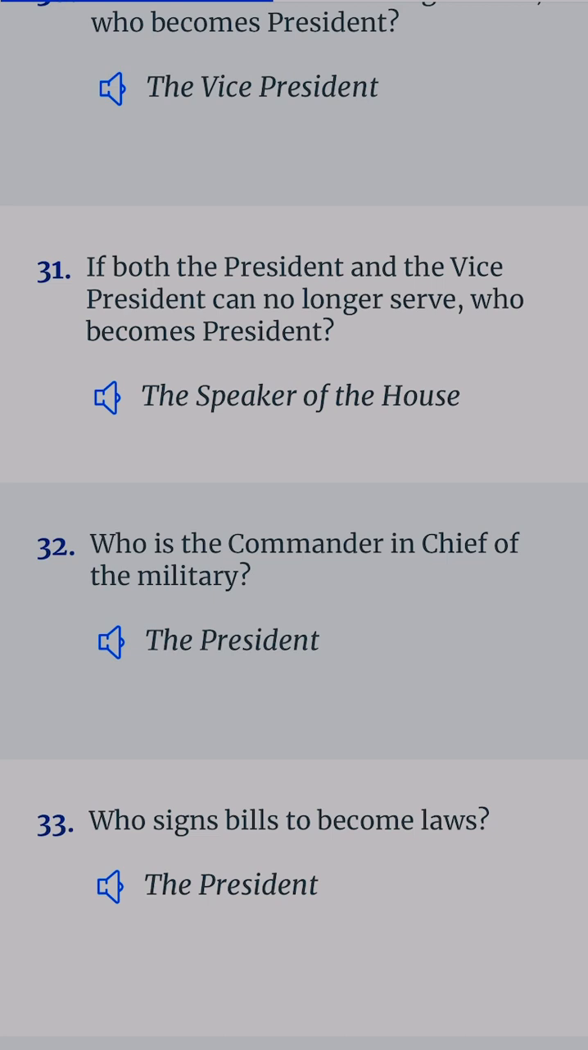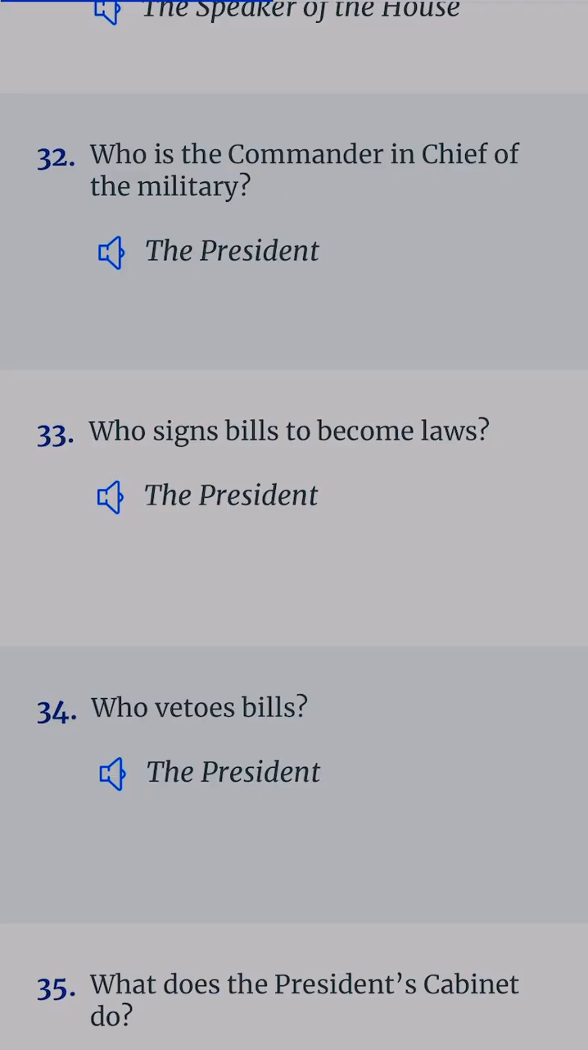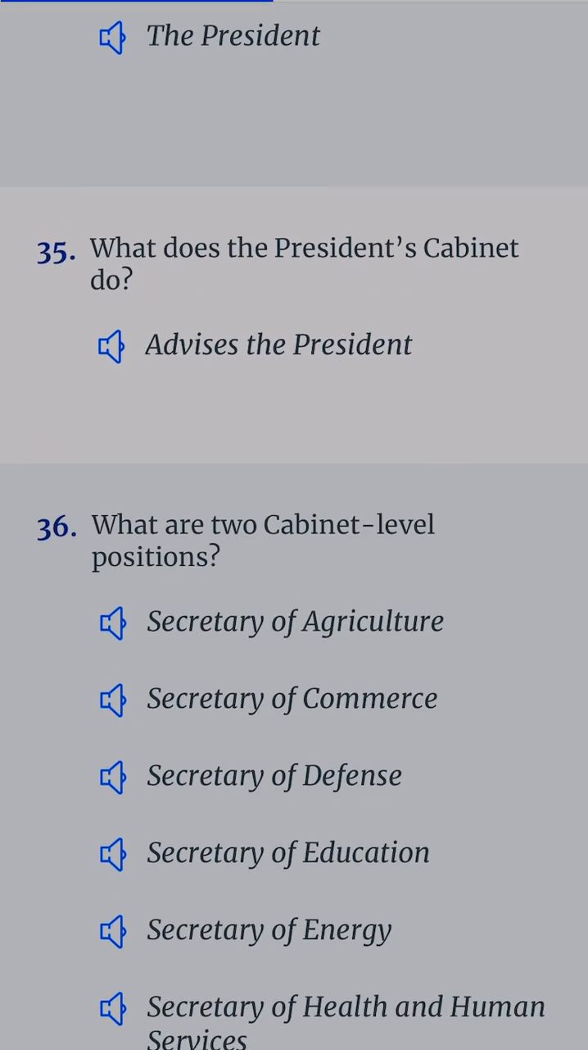Who is the Commander-in-Chief of the military? The President. Who signs bills to become laws? The President. Who vetoes bills? The President. What does the President's Cabinet do? Advises the President.